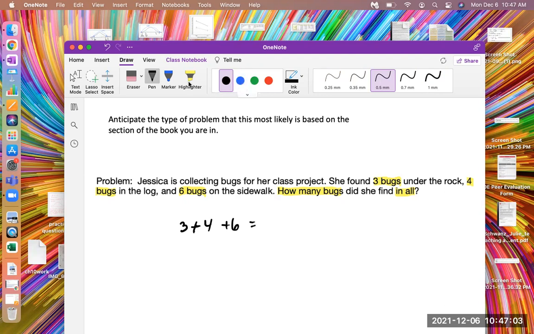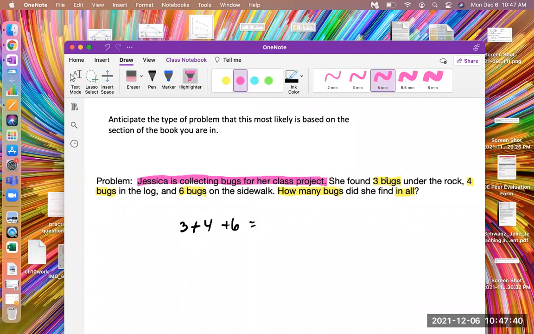So let's just focus here for a second. Jessica is collecting bugs for her class project. This sentence, even if I didn't understand a lot of the words in that sentence, it's just telling us that it's an addition. It's just reinforcing, I guess, that it's an addition problem. And it's just there to tell a story more, and not to give us any information to solve the problem, right?